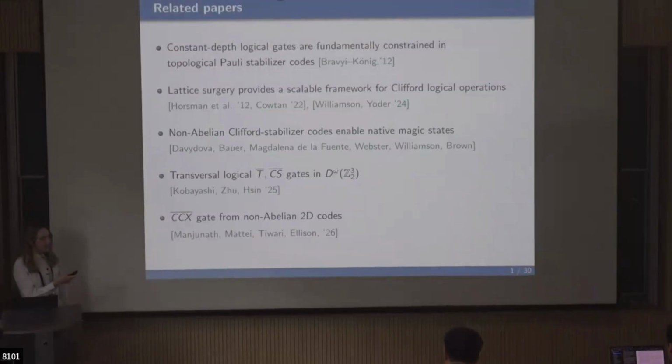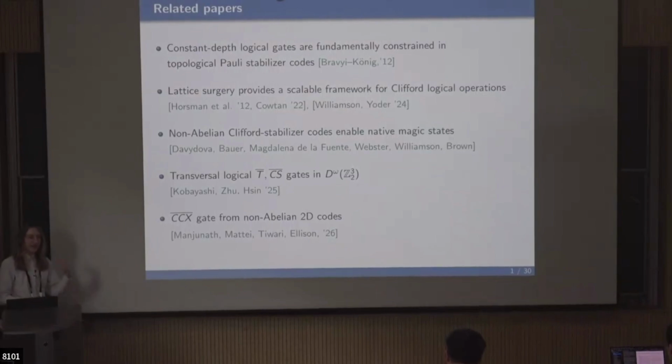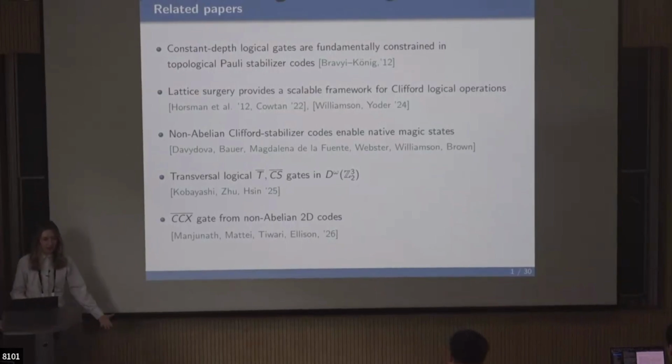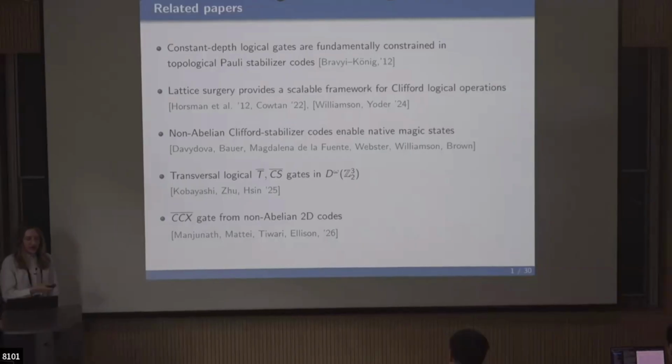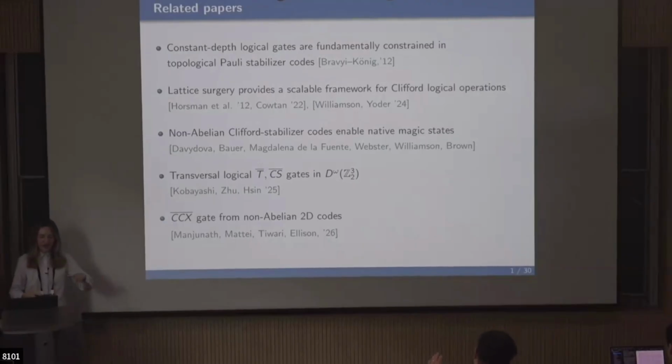So as we heard, the Bravyi-König theorem strictly bounds the constant depth logical gates that can be obtained in Pauli stabilizer codes. And in the context of Pauli stabilizer codes, lattice surgery is one way to implement Clifford logical operations. However, what if we want to remain in a low number of spatial dimensions, but go beyond Clifford logical operators?